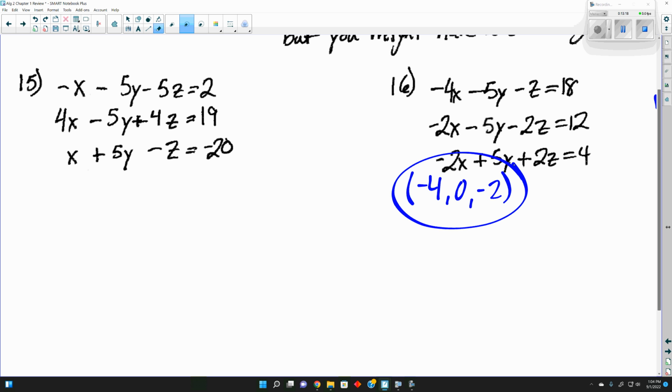Yeah, as long as you put the equations in the form of X, Y, Z, it's going to go X first, Y in the middle, Z last. It will list them out that way. Okay? Questions on this here?